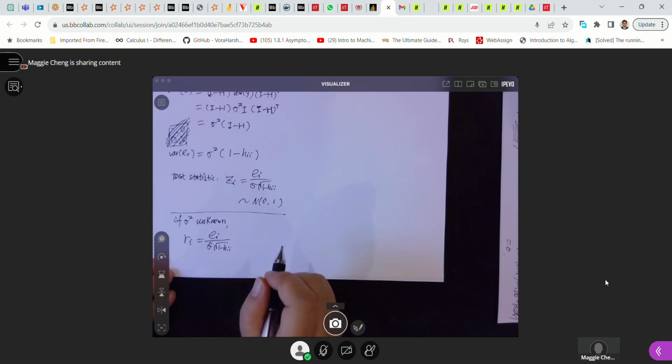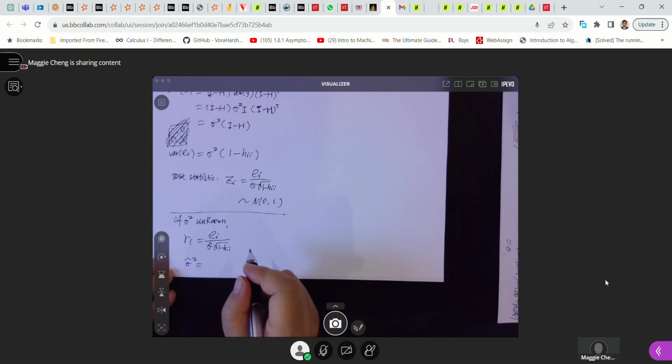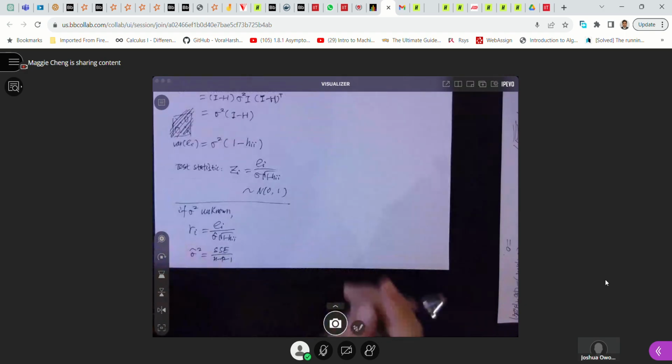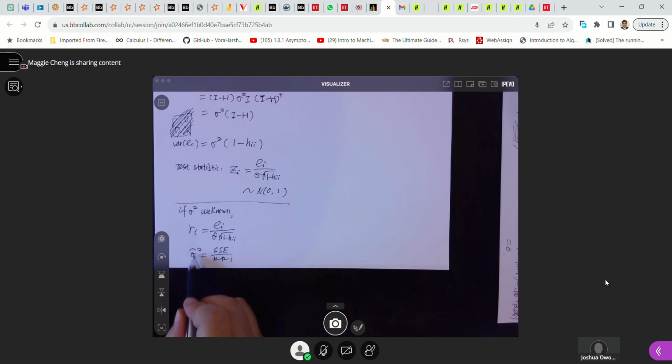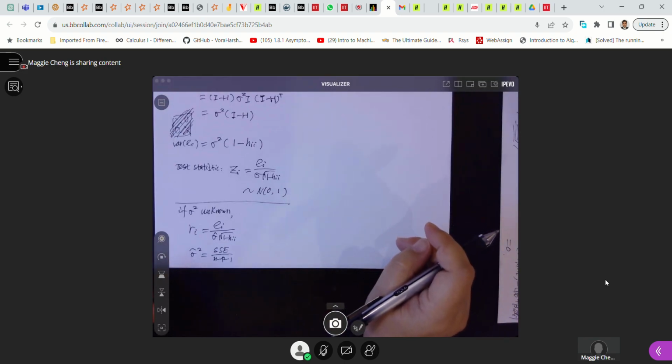So what is your sigma hat? Your sigma hat squared, the estimated variance, is SSE over n minus p minus 1. That's the formula. SSE divided by its own degrees of freedom as the estimate for the variance here. From here, you can get sigma hat. So the Ri we define like this. Do you think it's t?